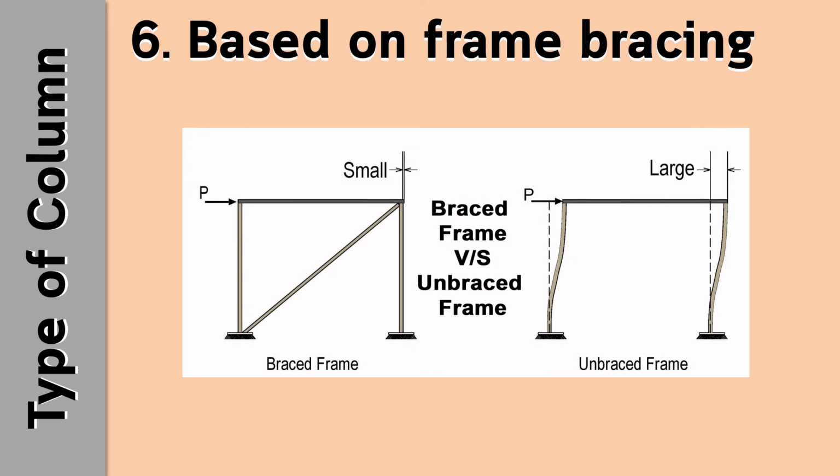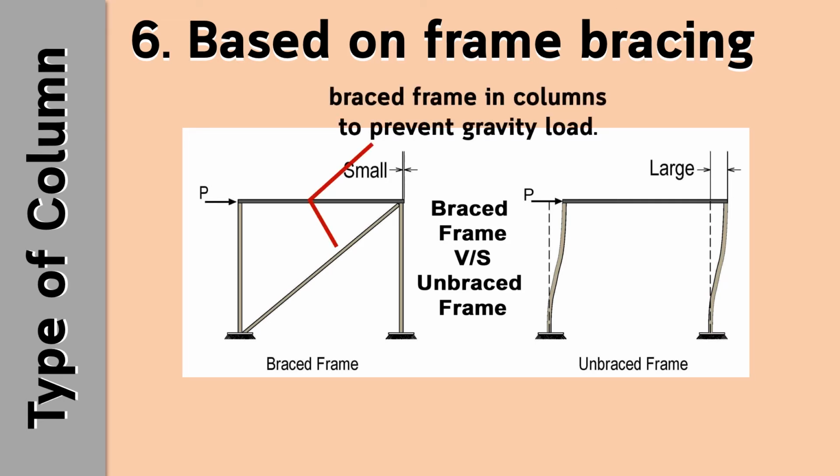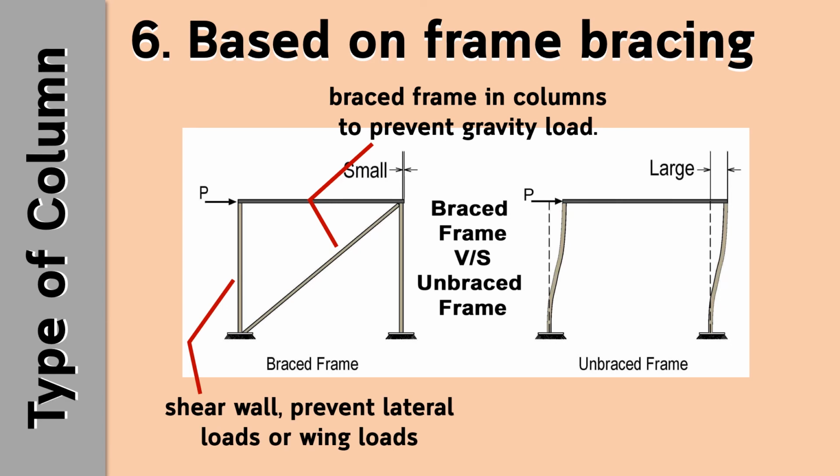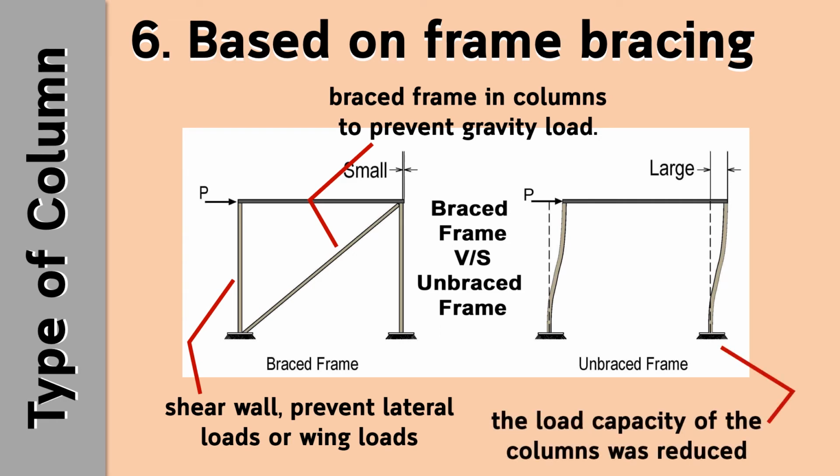And the last criteria is based on frame bracing, which can be divided into braced frame and unbraced frame. A braced frame has bracing in the columns to resist gravity load, and a shear wall to resist lateral loads or wind loads. But the unbraced frame has no bracing and shear wall, so the load capacity of the columns is reduced.